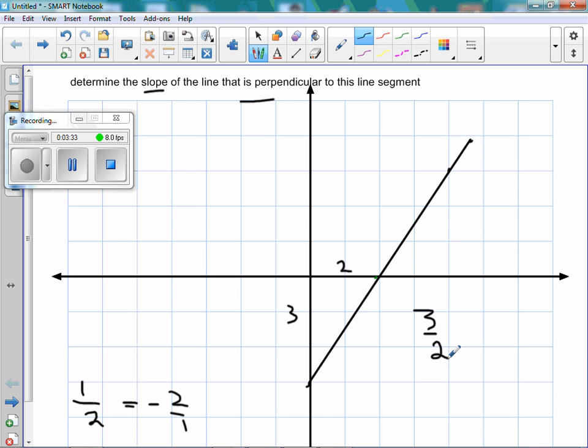So what's the perpendicular line? A line perpendicular, the slope would be opposite reciprocal, negative 2 over 3. So what they're asking for is the slope of a line that is perpendicular. So the perpendicular will be opposite reciprocal. So the slope of the new line would be negative 2 over 3.